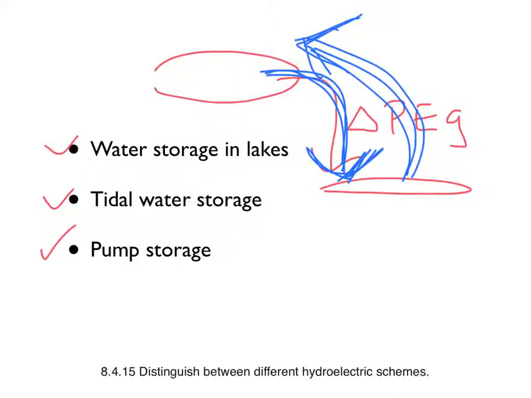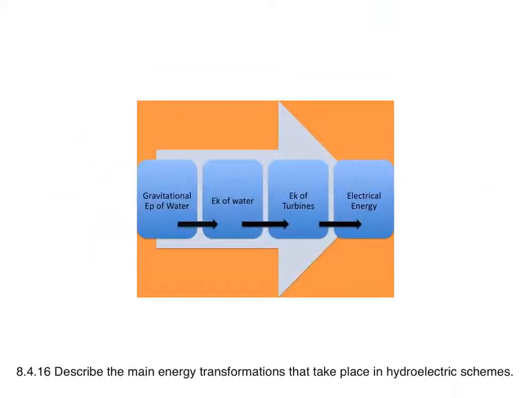So here's a block diagram of the energy transformations that take place during hydroelectric power production. You start with gravitational potential energy of water, and you allow that water to fall, to lose height, and therefore convert some of the gravitational potential energy into kinetic energy. That kinetic energy, that moving water, is used to spin turbine blades. Those turbine blades are attached to shafts which turn a generator, which produce electrical energy.